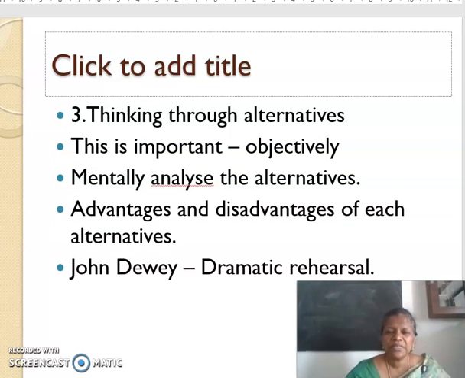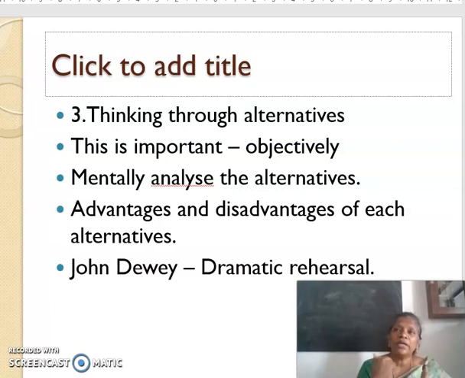Next one is thinking through the alternatives. The third step is very, very important, and it needs to be done very objectively. This is the process where mentally we have to analyze the various alternatives separately. You have to analyze the alternatives separately.